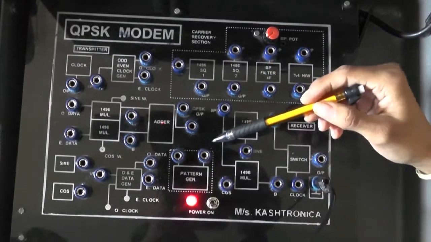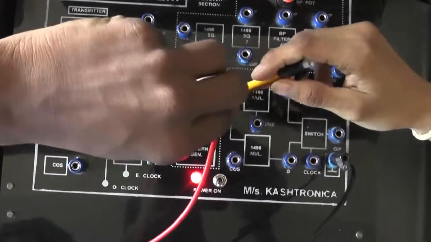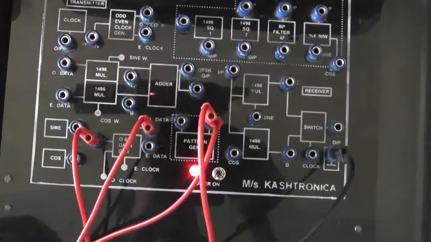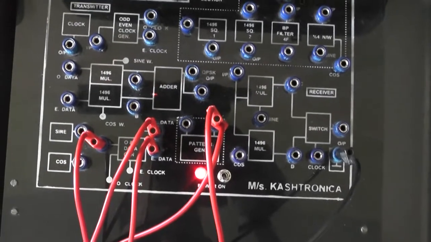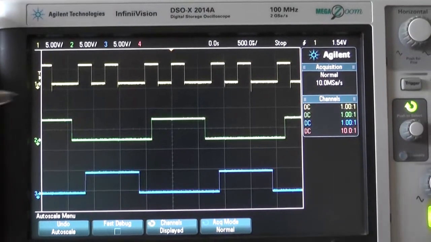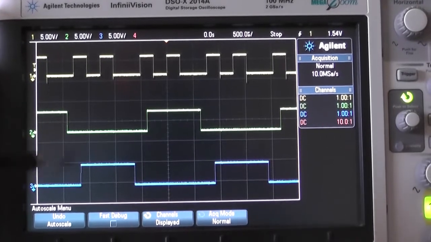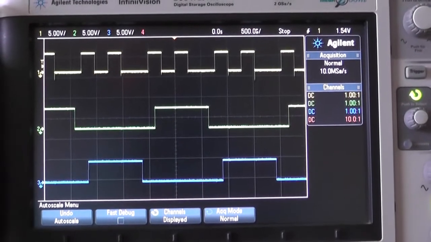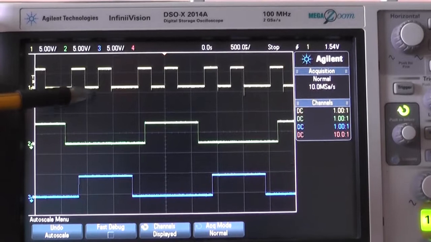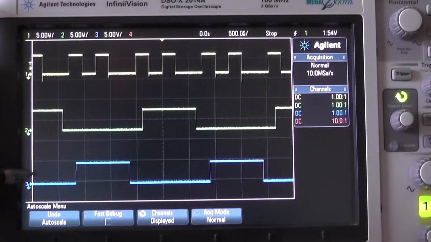In the next step, we will be checking the pattern, odd pattern and even pattern. Here we have the data pattern generated, the odd data, the even data. The pattern we have is 1 0 1 0 0. Accordingly, the odd data and the even data are generated.